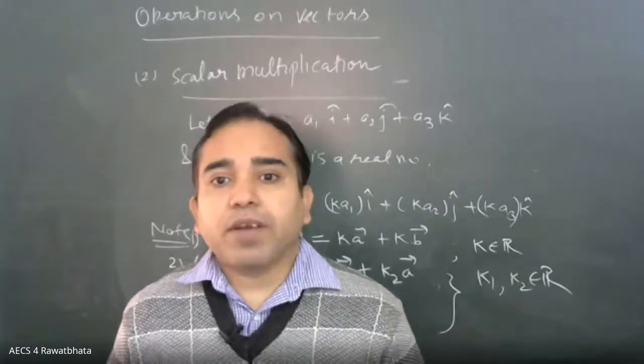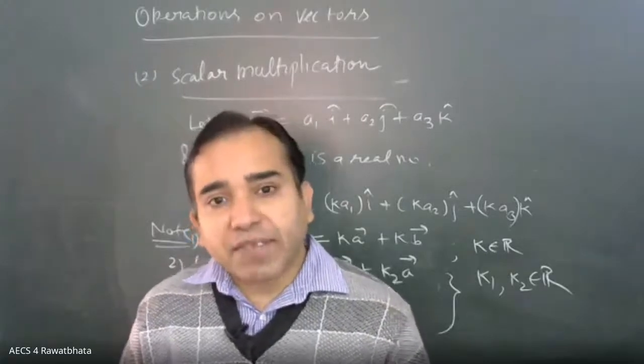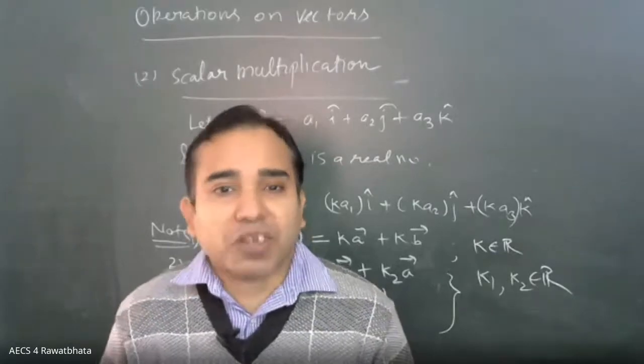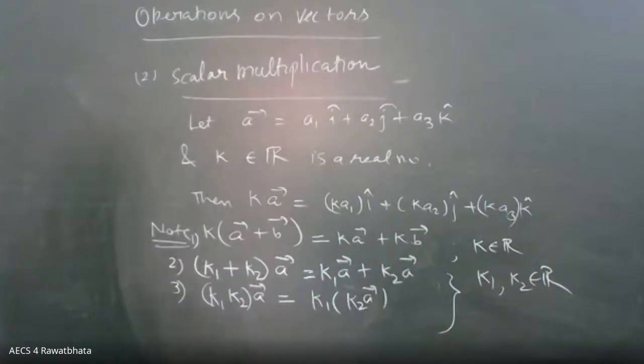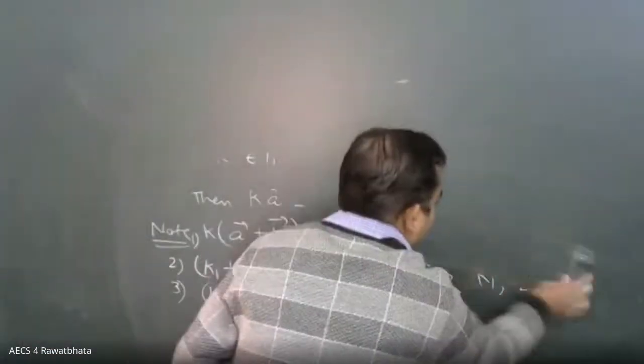Exercise 10.1 is there in front of you. First question is: represent graphically a displacement of 40 kilometer 30 degree east of north. So you know how to do it. You have to draw the vectors in your notebook. I can show you on the board how to do it.